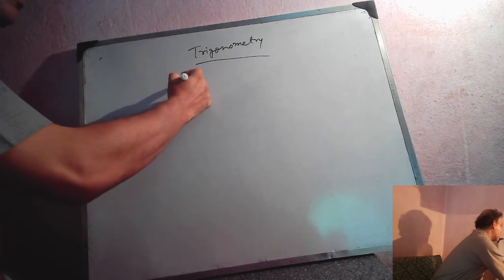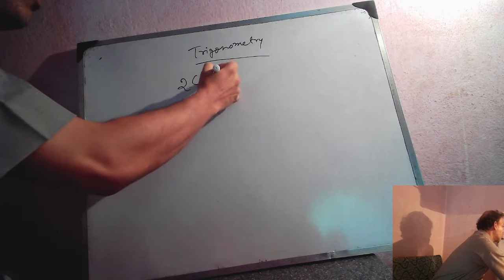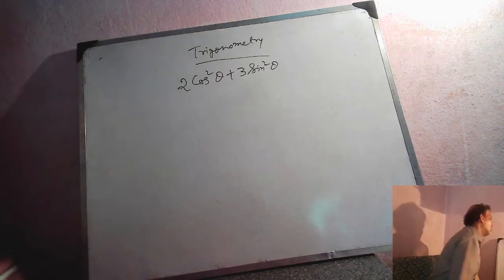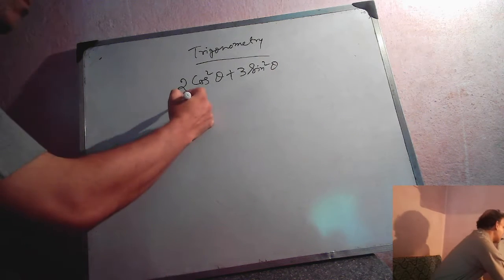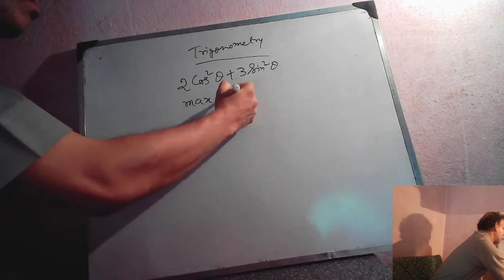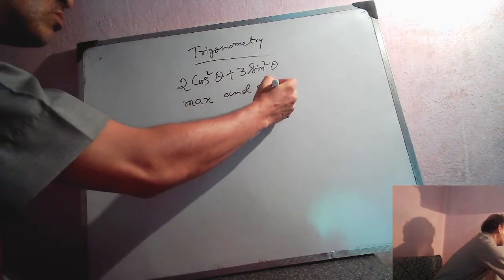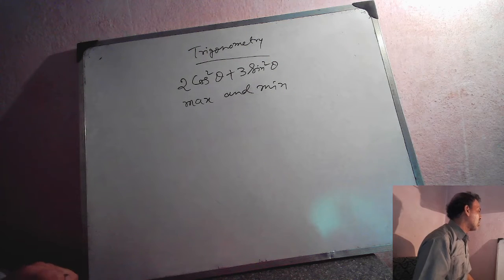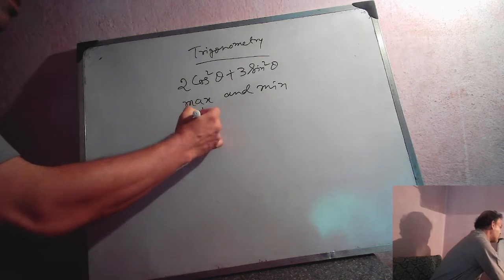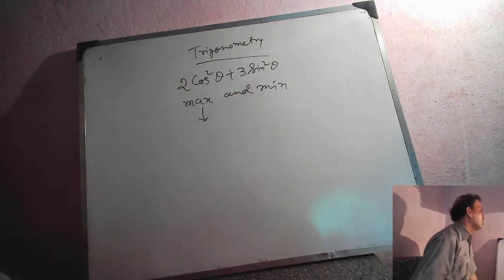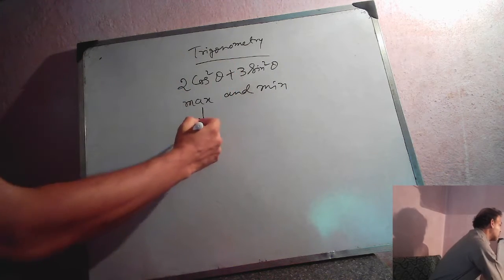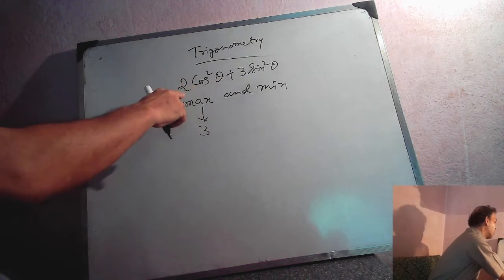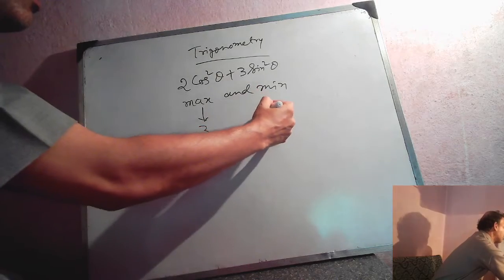What will be the maximum value of 2 cos square theta plus 3 sin square theta? We need both maximum and minimum value. Now the maximum value will be from 2 and 3. Between 2 and 3, which one is maximum? 3 is greater, so your answer will be 3. Between 2 and 3, which is less? 2 is less, so the minimum value will be 2.